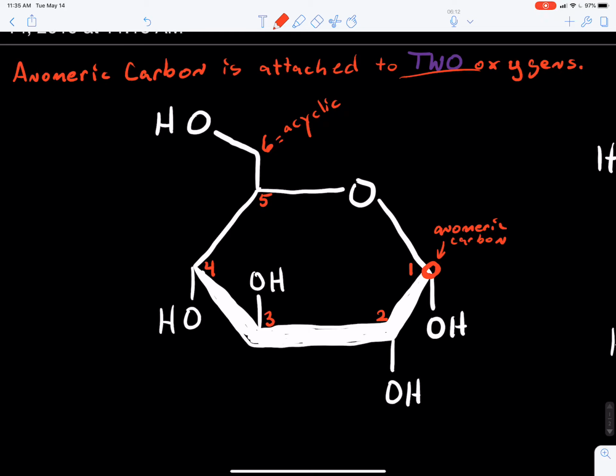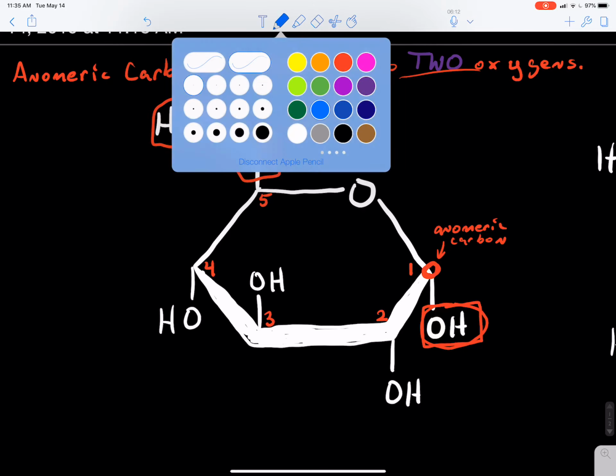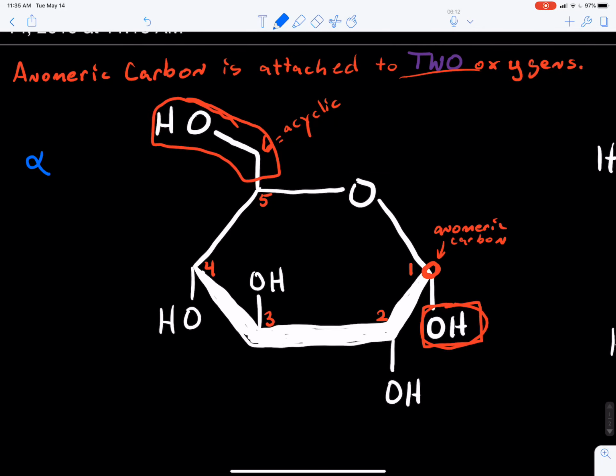Okay, so now the first thing we want to do is look at the substituent coming off of the anomeric carbon and compare it to your acyclic substituent here. If this relationship is trans, this will be an alpha sugar. If this relationship is cis, this will be a beta sugar. We can see that the first group is going below the ring, and the second one is going above the ring. So this is a trans relationship, meaning this is going to be an alpha sugar, because it is trans.